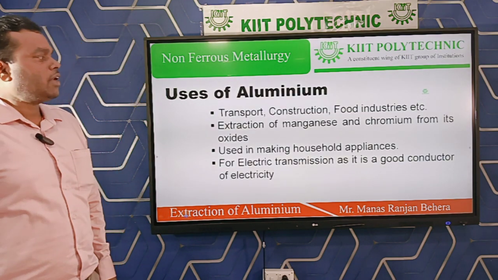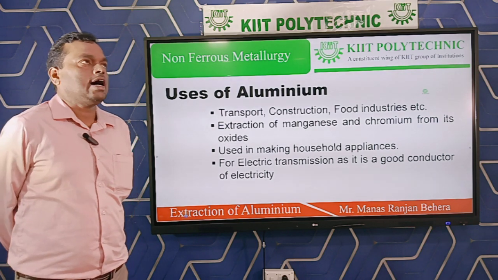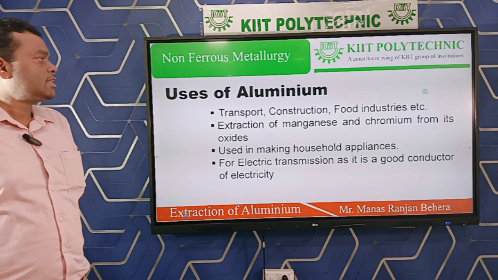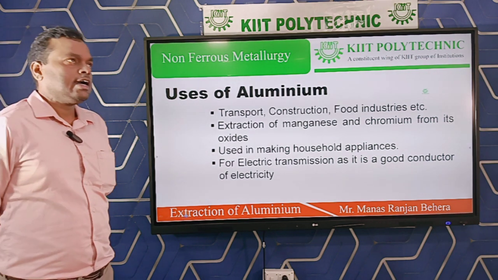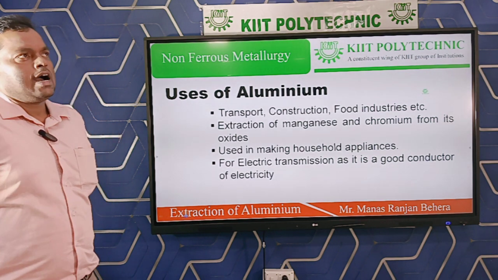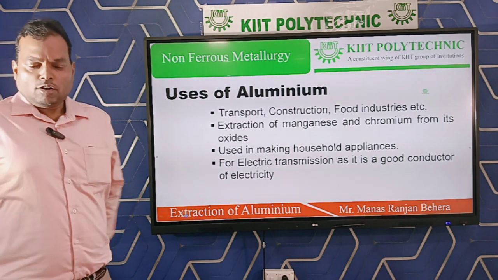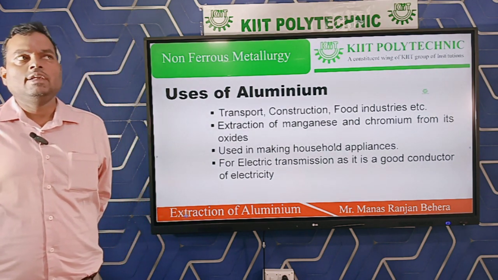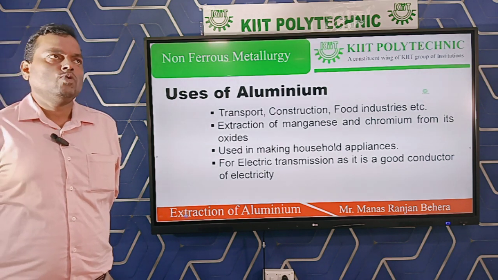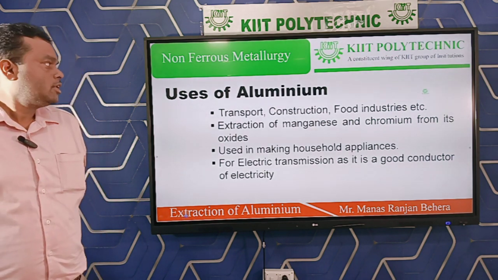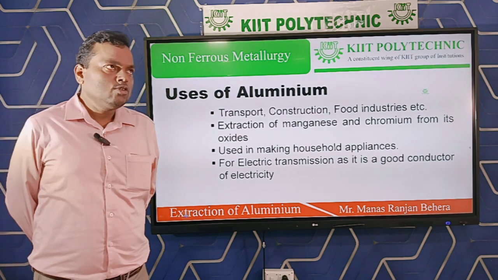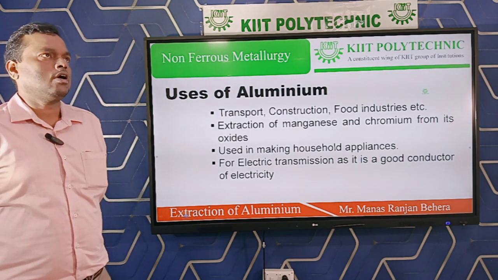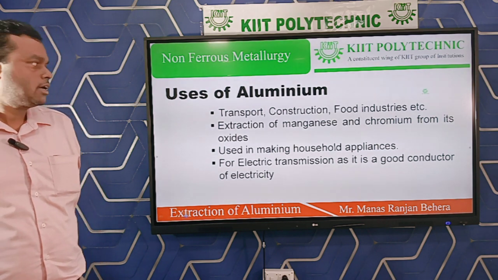Okay. Now finally we come to the last part, but the most important part, which is the uses of aluminium. Where is aluminium used? As I have already told you, aluminium is a very important metal for our daily life. Without aluminium we cannot live our life. So aluminum is used in our transport industries like bus, truck, car, all these important vehicles.